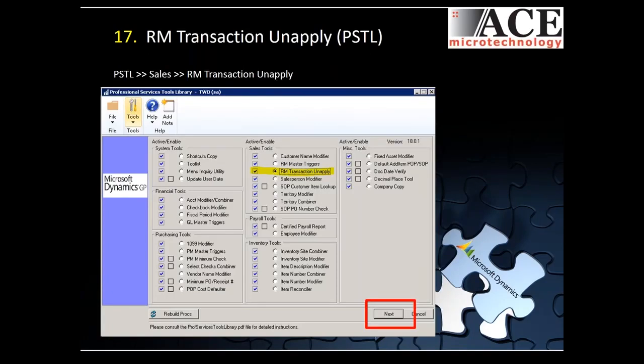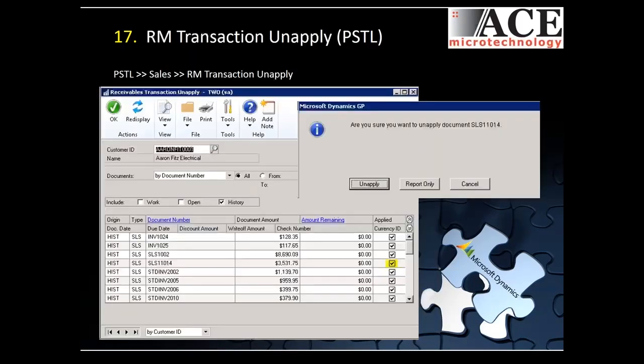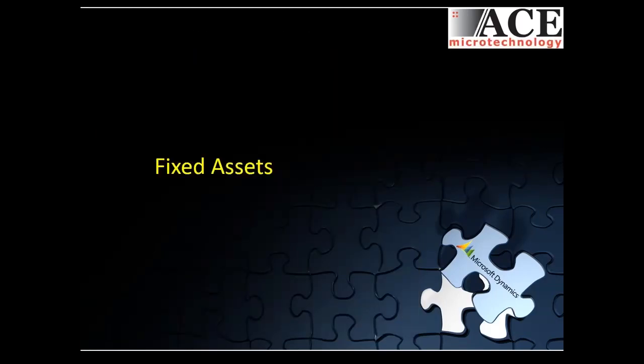Using the Professional Services Tools Library, or the PSTL, as some people call it, we can actually do what's called RM transaction unapply. That essentially takes those historical transactions and brings them back into open, where we can then correct them as we need to. So when we select that option and we select the customer, we handpick the invoice that we want to unapply, and once we click OK on that, it comes back and we can move forward.